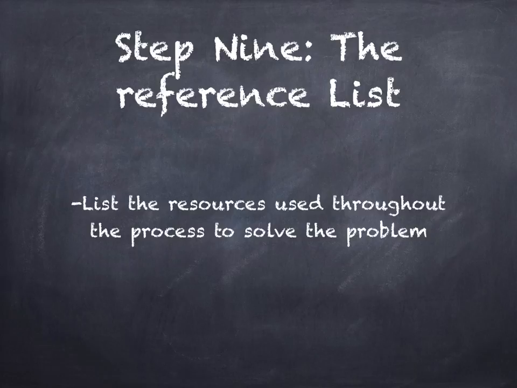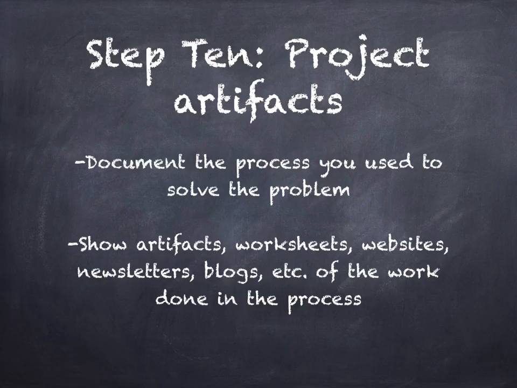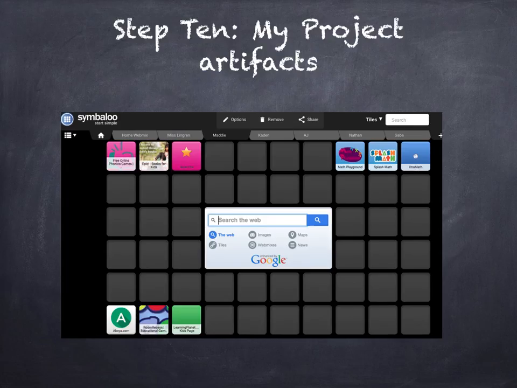Step 9 is the reference list. This is where you list exactly what resources you did use to solve your problem. Here is my reference list. This is the websites that I used on my Symbaloo page. And step 10 is the project artifacts, where you document how you solved this problem, show it off, share it with others to see if they have the same problem as well.